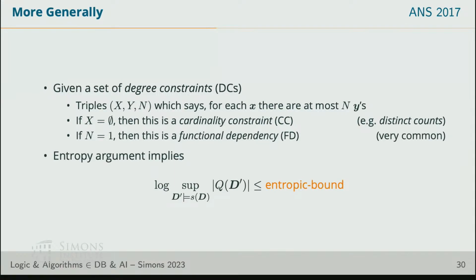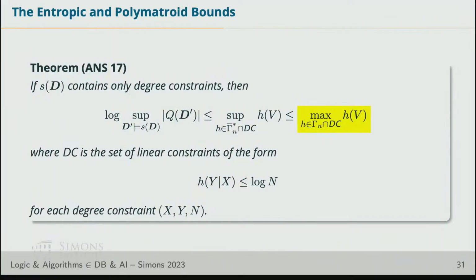And the exact same argument is going to imply that the quantity we're interested in is bounded by the entropic bound. What does that mean? Well, it precisely means the following. Given the degree constraints, we are going to turn them into a linear constraint on this polymatroid or entropic function h. So h of y given x is less than or equal to log n. You see that it's very easy to turn one into the other. One is combinatorial and one is information theoretic.